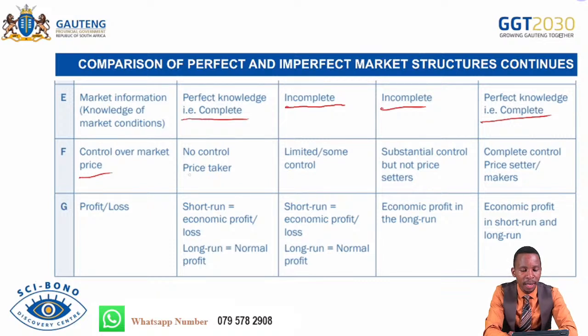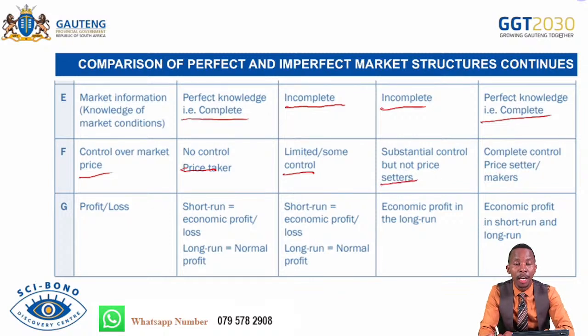Control over the price. Firms under perfect market do not have control over the price. Under monopolistic, they do have considerable control over the price. And under oligopoly, substantial control, but not price setters, since there is collusion in there that allows them to set their own prices. And under monopoly, they have complete control over the price. They are known as price setters.